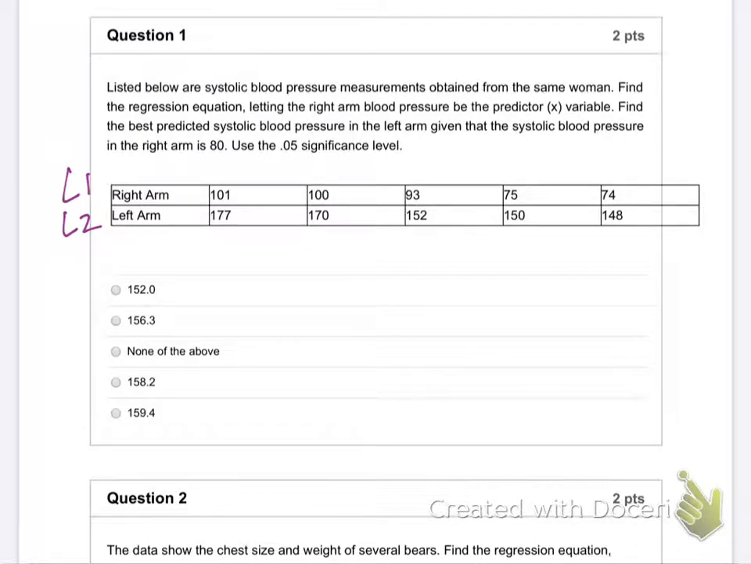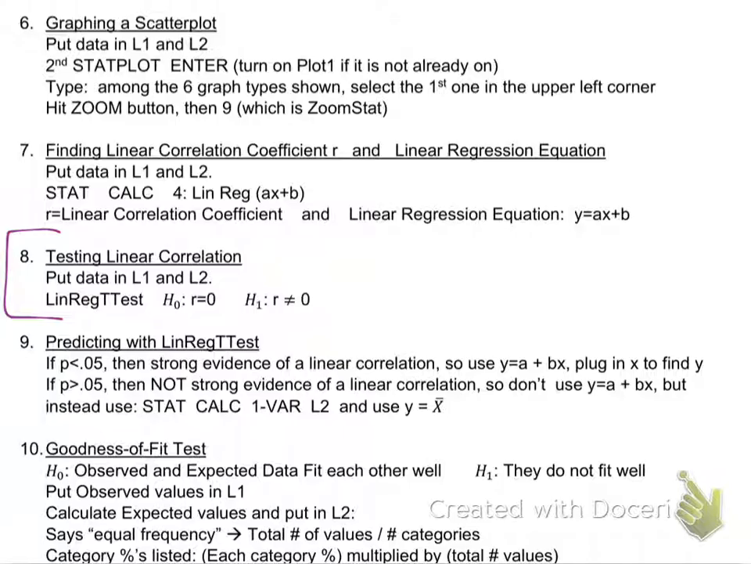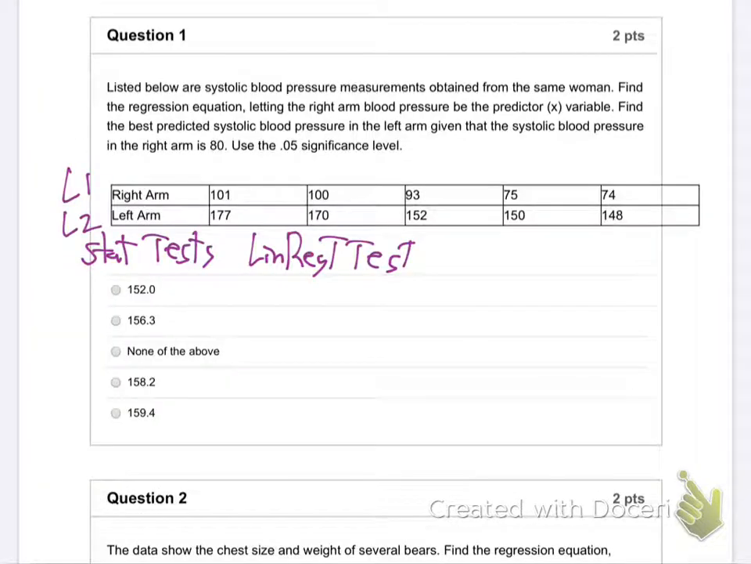Put them in L1 and L2, and then just go to stat, tests, and the linear regression t-test, right? That's where we do all this kind of stuff. As number 8 says right here, put data in L1, L2, go to linear regression t-test, hit the buttons, and it's just the usual. And we're going to do it on not equals. So if they don't say, we just leave it on not equals.